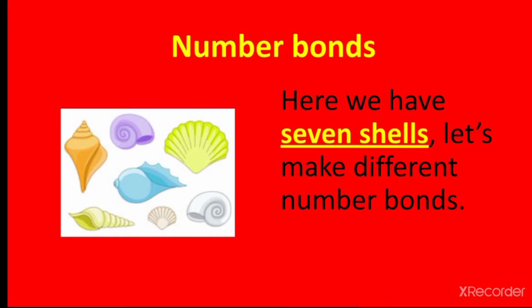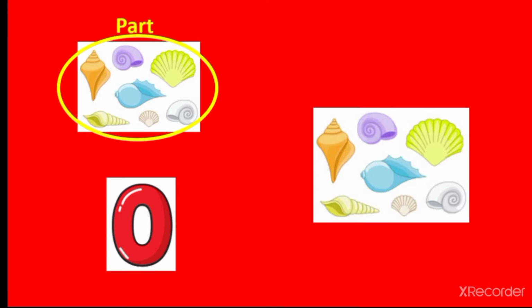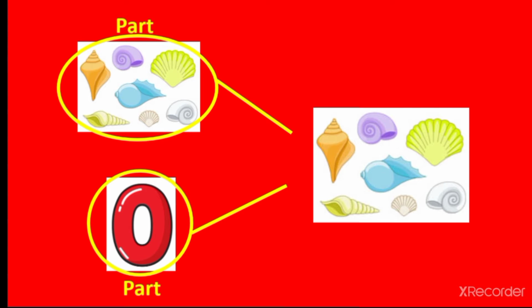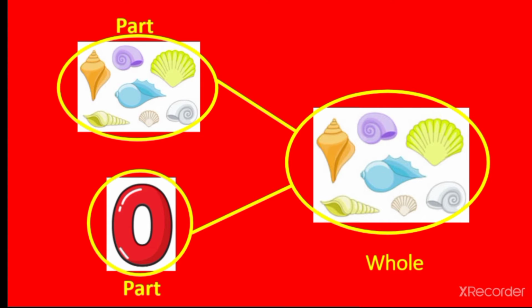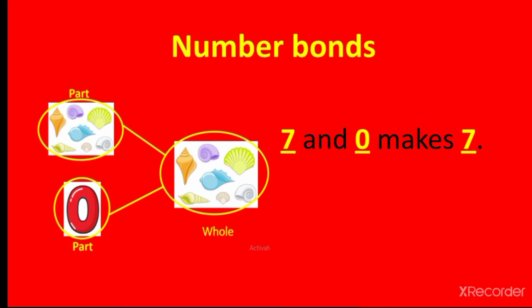As you can see in the picture, here we have 7 shells. Let's make different number bonds out of them. Part 1, we have 1, 2, 3, 4, 5, 6, 7 shells. Part 2, we have 0. We don't have any shells. 7 plus 0 will give you 7. 7 and 0 makes 7.